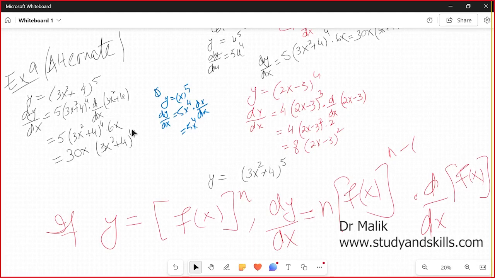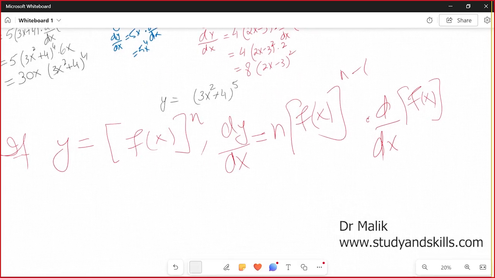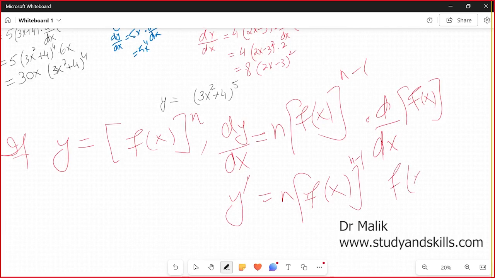Sometimes in the book, we write it in condensed form. So we write y prime instead of dy upon dx, which means the first derivative. It's the same formula written in another way. And then we say f prime of x, where prime means first derivative. So it's the same formula.